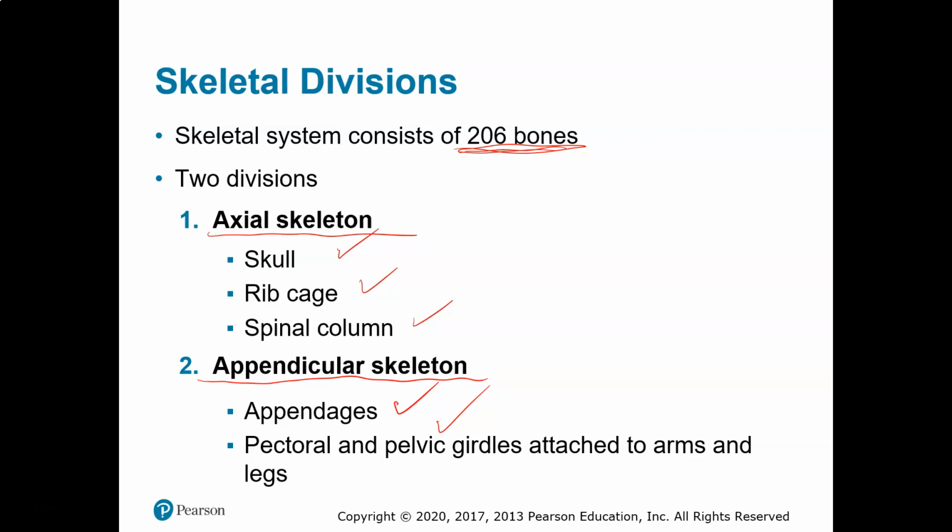Let me say the anatomy words, I'm sorry: the scapula and the clavicle.